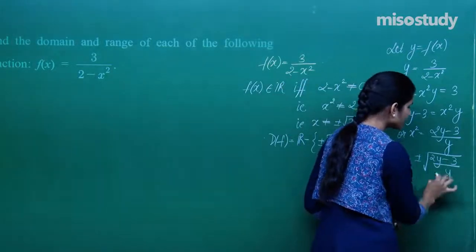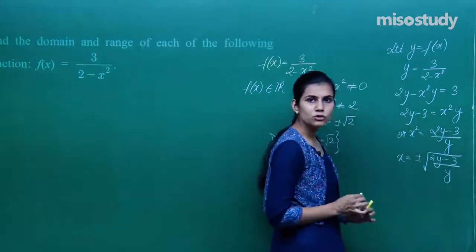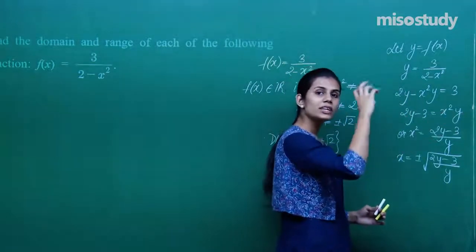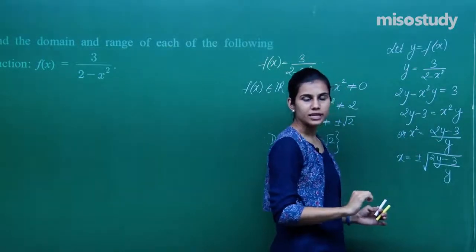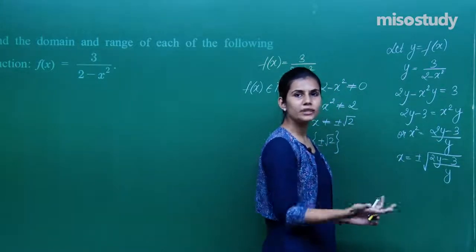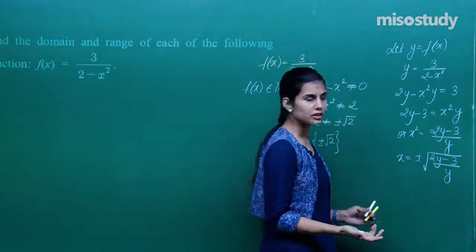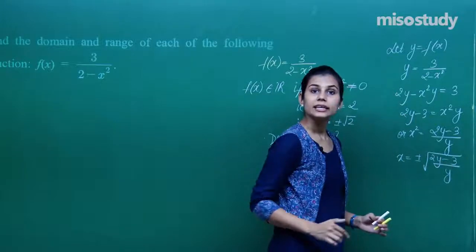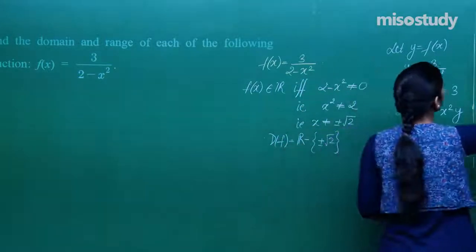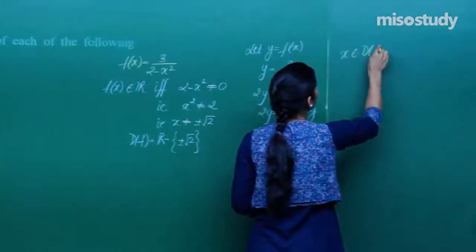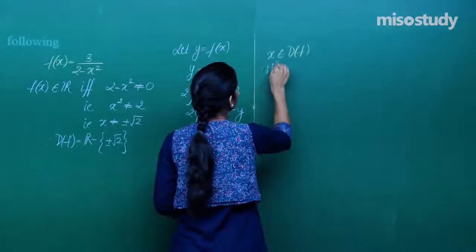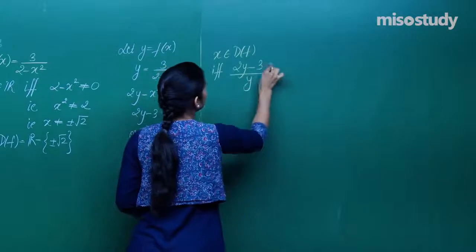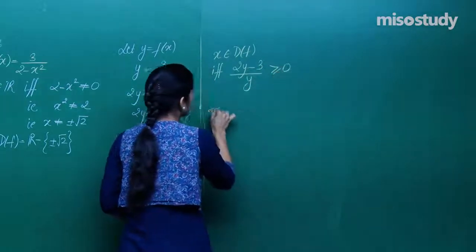values of y for which this inside quantity is greater than or equal to 0, because square root of something is real only when that something is non-negative. If that something is negative, then you enter into imaginary quantities which are not real. So for this to deliver you real quantities, this inside thing has to be greater than or equal to 0. So x belongs to the domain of f if and only if (2y minus 3) upon y is greater than or equal to 0. Now how do you solve this?